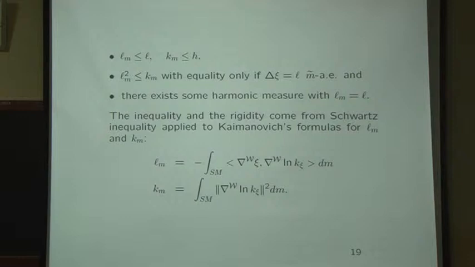And finally, there exists some harmonic measure with Ln equal to L. And the harmonic measure is unique. So I know that Ln is equal to L. So L square is Ln square. Ln square is smaller than Kn, and Kn is smaller than H. So if I have equality, I have equality also in the middle term. So I have equality here.